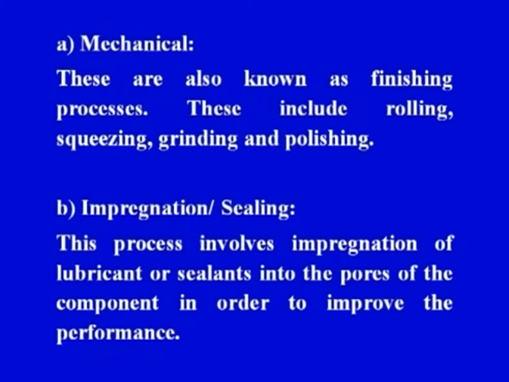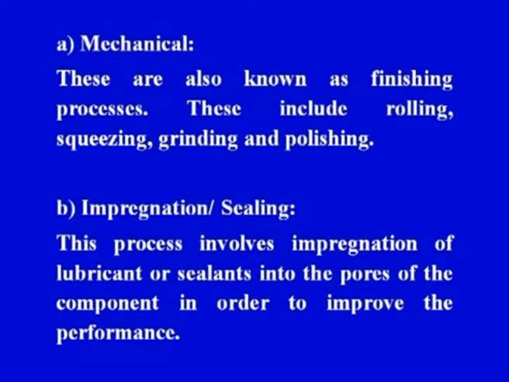Some of the examples of the processes that fall under the mechanical type of post processing are squeezing, grinding, polishing and rolling. So these are four types of processes that fall under the mechanical post processing technique for ceramic matrix composites. Next one is the impregnation and sealing.